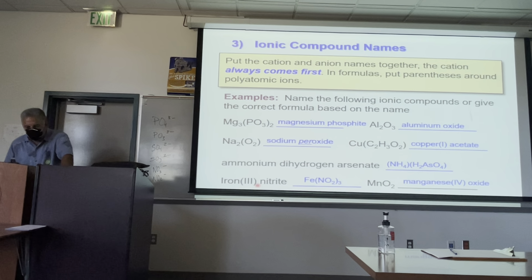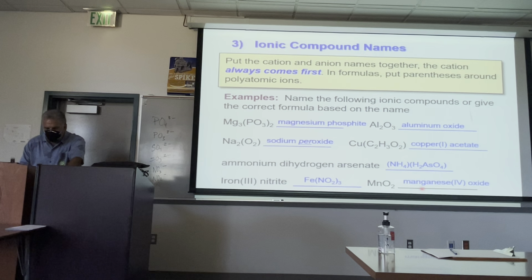Iron 3 nitrate, which means the charge on iron is 3. Charge on nitrate is -1, so it takes 3 of them to balance that out. And then magnesium 4 oxide. Okay. And what do we got here?